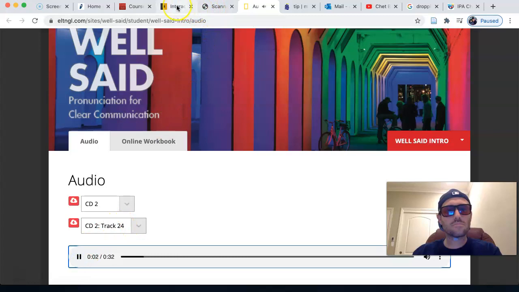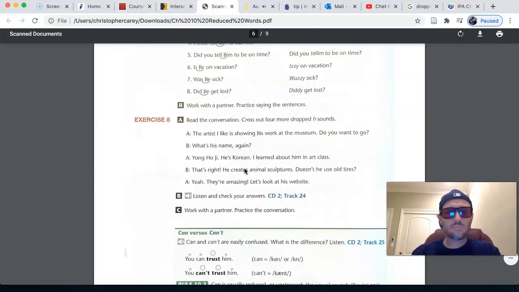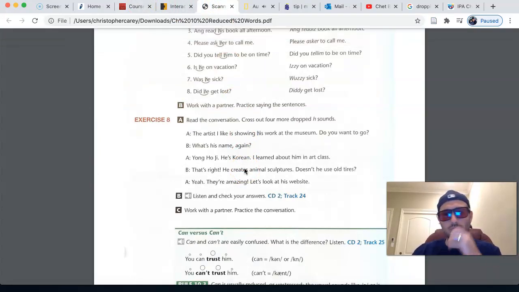Exercise 8B, page 82. The artist I like is showing his work at the museum. Do you want to go? What's his name again? Young Ho Ji. He's Korean. I learned about him in art class. That's right. He creates animal sculptures. Doesn't he use old tires? Yeah, they're amazing. Let's look at his website.